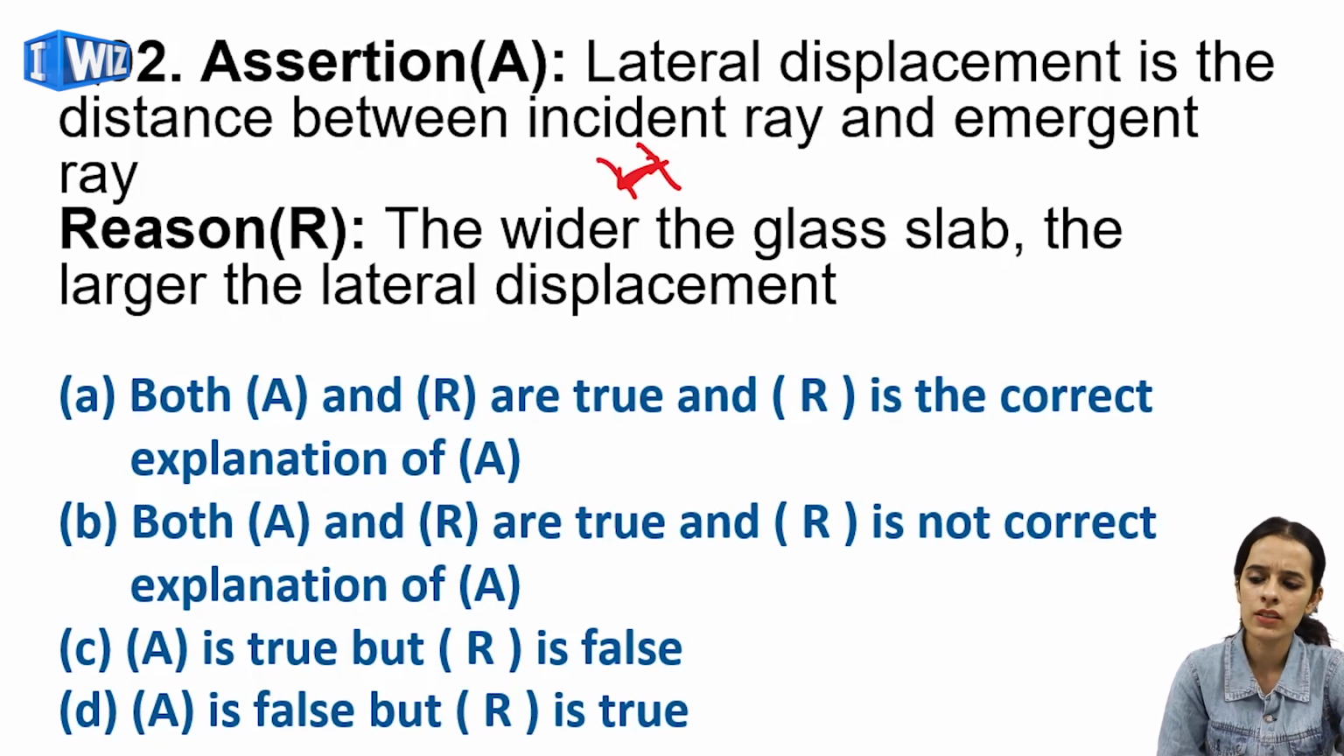So both are right at their own place, but the reason is not the correct explanation of the assertion. So B option is right.